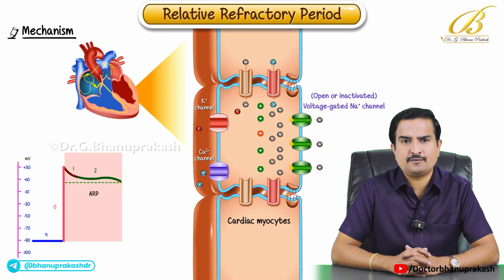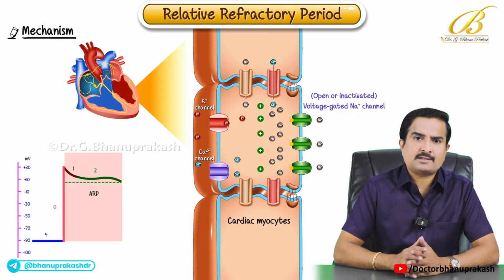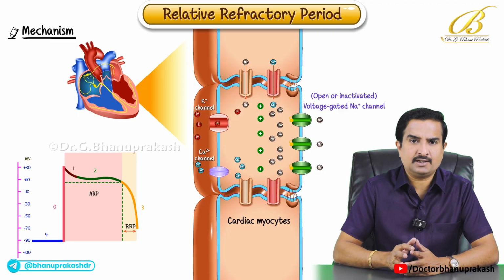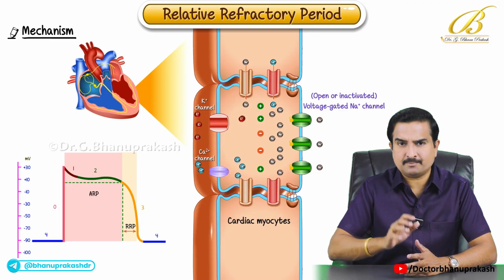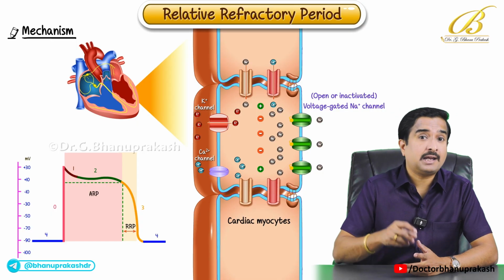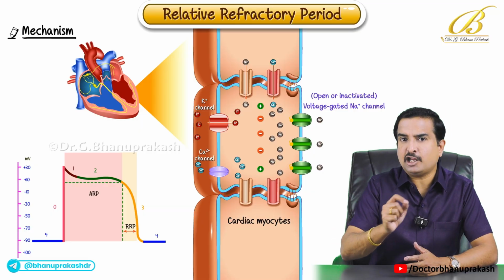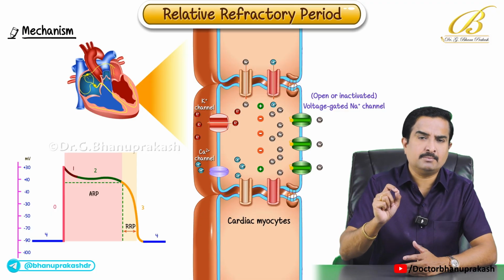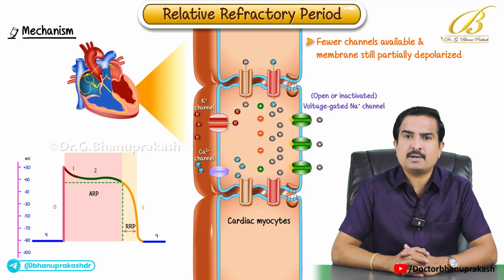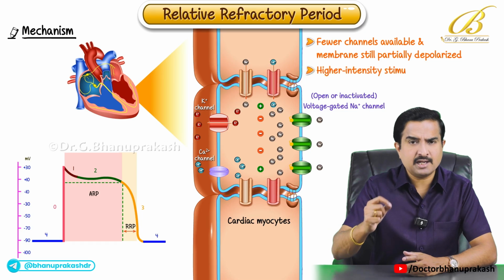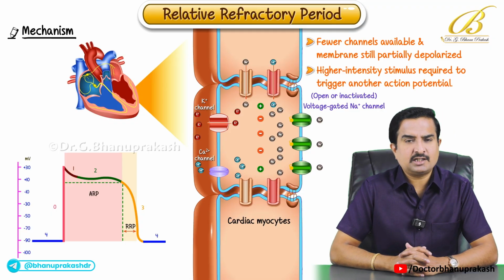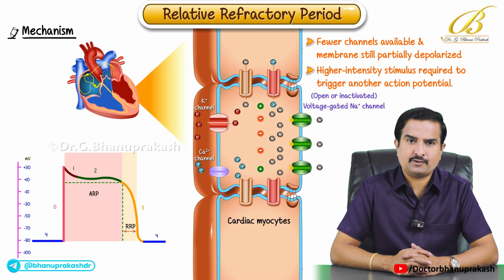So what is the mechanism of this period? If you see the cardiac action potential graph again, the membrane potential is slowly returning towards its resting level, mostly in phase 2 and phase 3. A fraction of ion channels have recovered from inactivation and are capable of opening again, but the membrane is not fully stabilized. This is what you have to remember for the relative refractory period. Because fewer channels are available and the membrane is still partially depolarized, a higher intensity stimulus is required to trigger another action potential. So, this is what you need to know about the relative refractory period.